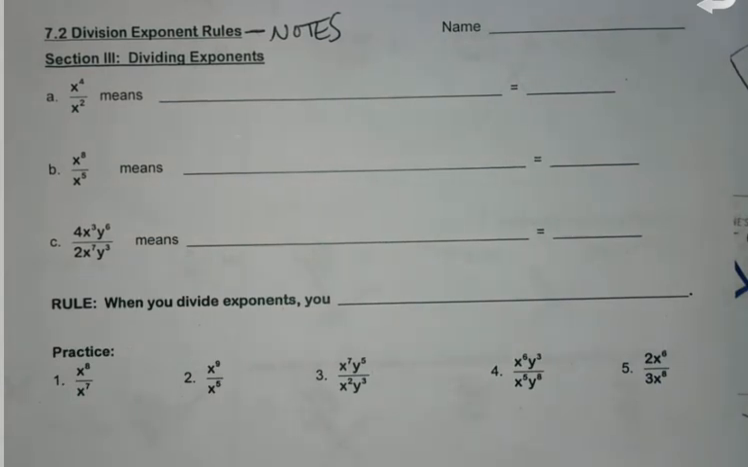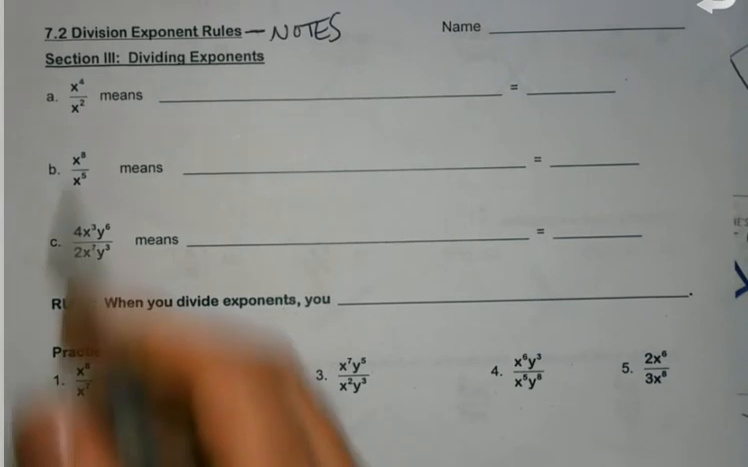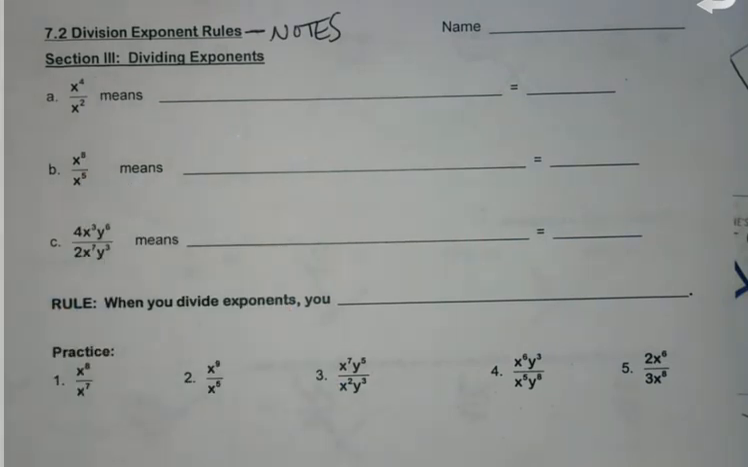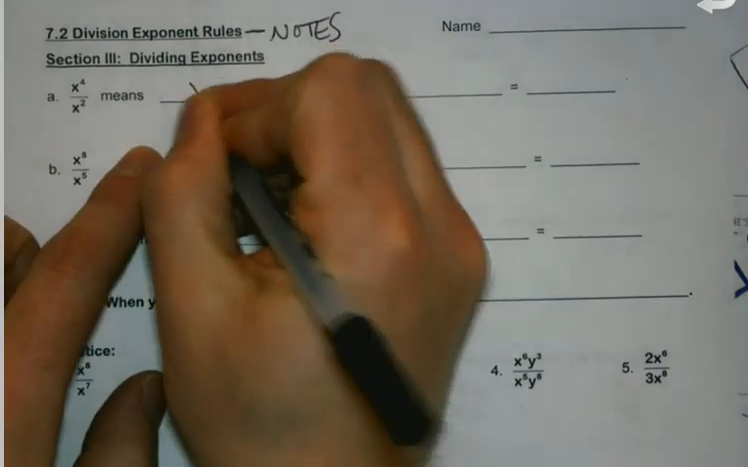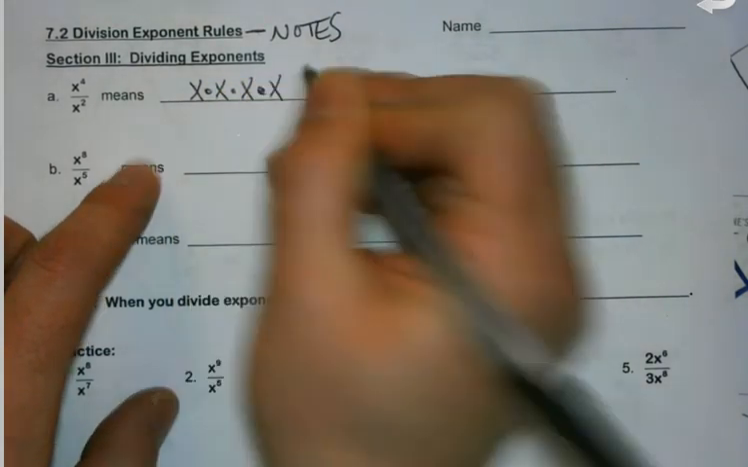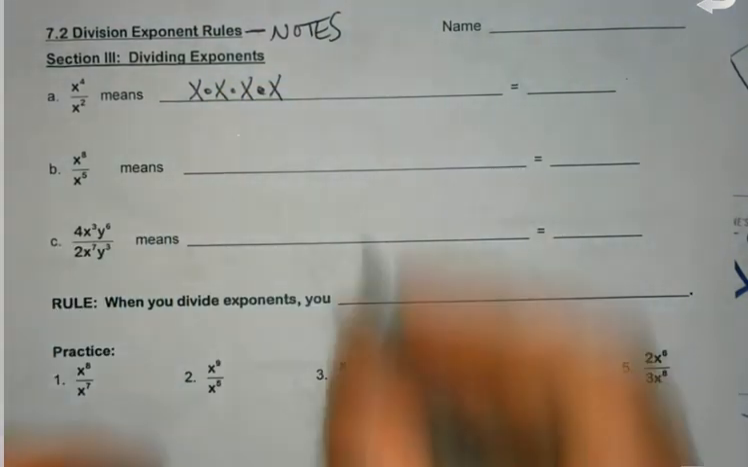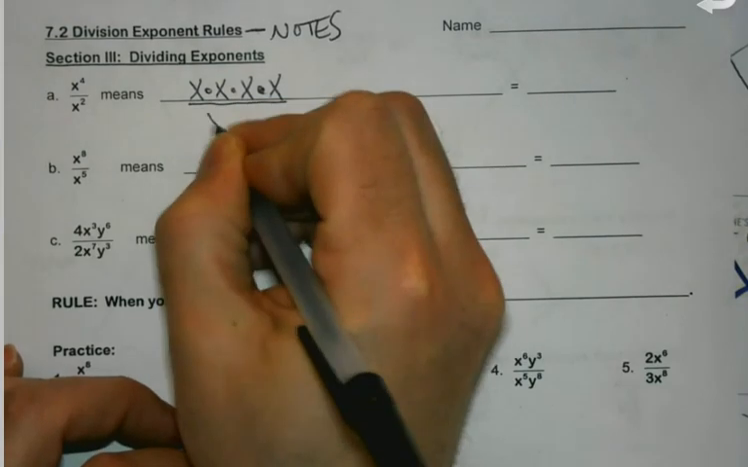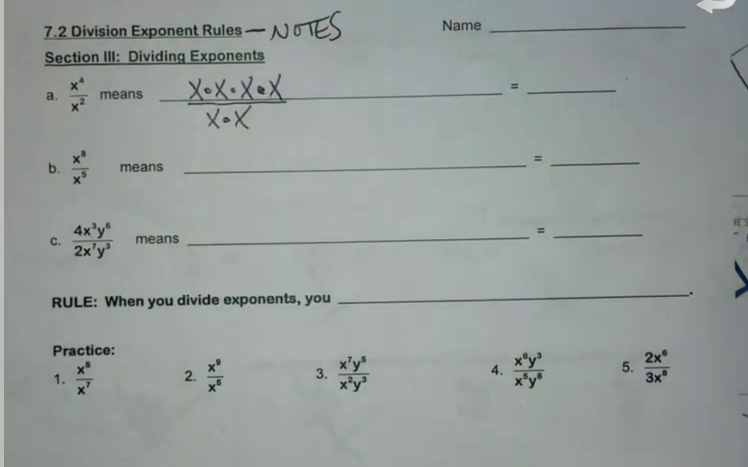So here's how this works. If I have something like x to the 4th over x squared, I'm going to look at it in its long version on a couple of these. We're not going to be doing this in every problem, but I want you to visually see how this works. X to the 4th means I've got 4 x's that I'm multiplying together. X squared means I have 2 x's that I'm multiplying together.